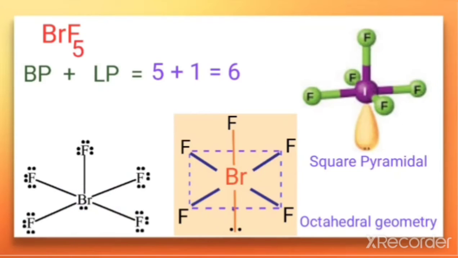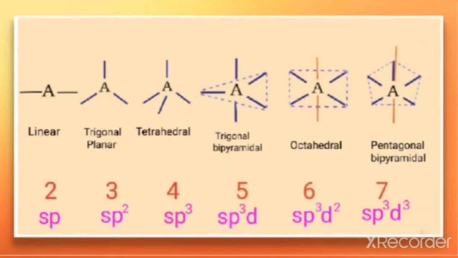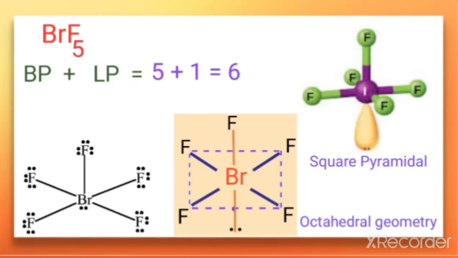So when the total electron pairs equal 6, for the geometry, look at this chart. What is the geometry when we are getting 6? That is octahedral. So we need to make octahedral geometry and sp3d2 hybridization for it. So make the octahedral geometry as we have made here.